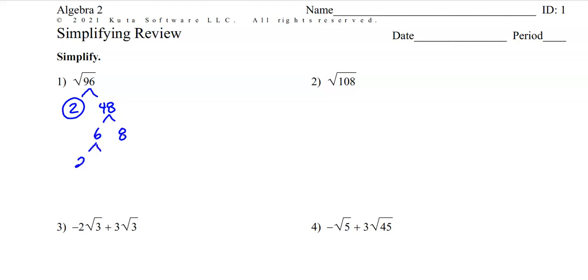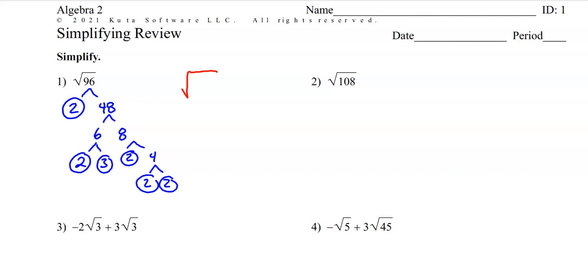And 6 is 2 times 3. 8 is 2 times 4. And then 4 is 2 times 2. You could break it down any way you want. No matter how you do it, though, you should get to the same set of primes that I have. So now how you count it up, you have your radical.